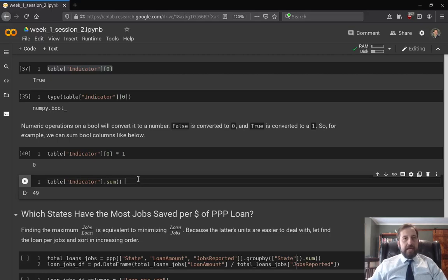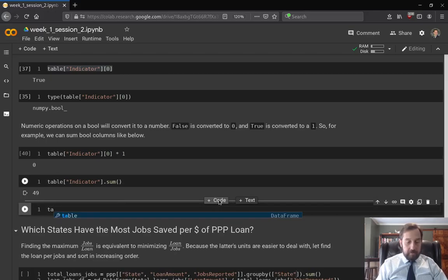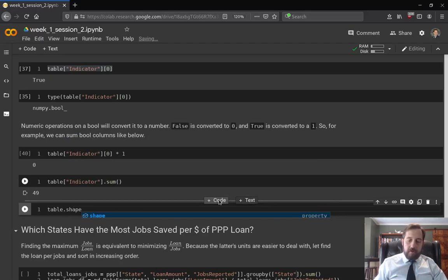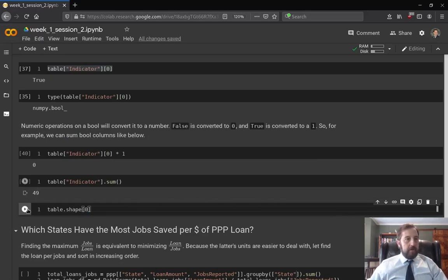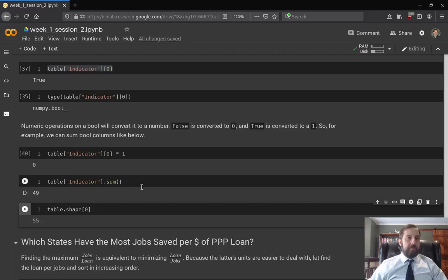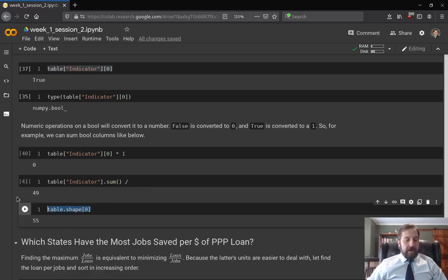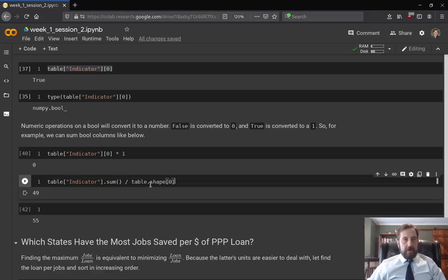Well, let's say we can get the total number of states. Let's take a look at that. So that was the table, and then we can pull the shape attribute. And we want the number of rows. 55. So there's 55. So if we want to get the proportion, what percent of states had veteran-owned median loans greater than non-veteran, we can divide this. Go ahead and get rid of that there, and we should see 89.